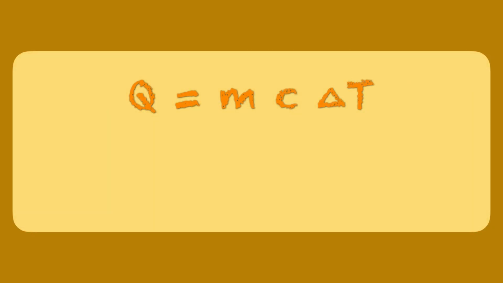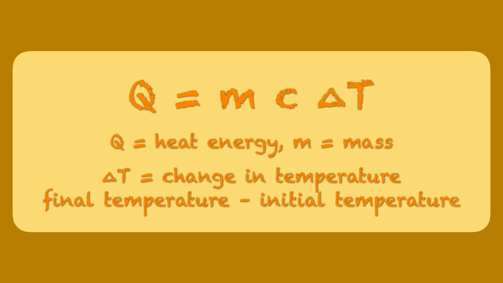In order to calculate the amount of heat needed by a certain material to increase its temperature by specific degrees, scientists use this formula: Q equals mc delta T, where Q stands for heat energy, m equals the mass, c is the specific heat, and delta T equals the change in temperature, which is final temperature minus initial temperature. So guys, don't worry, you will find it very easy when we apply what we learned.